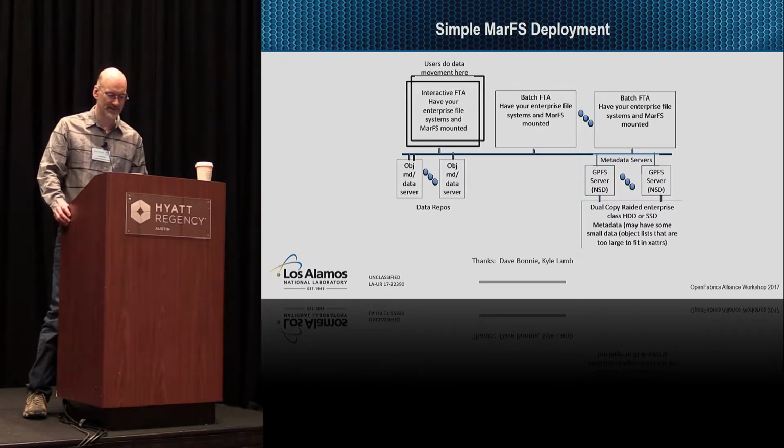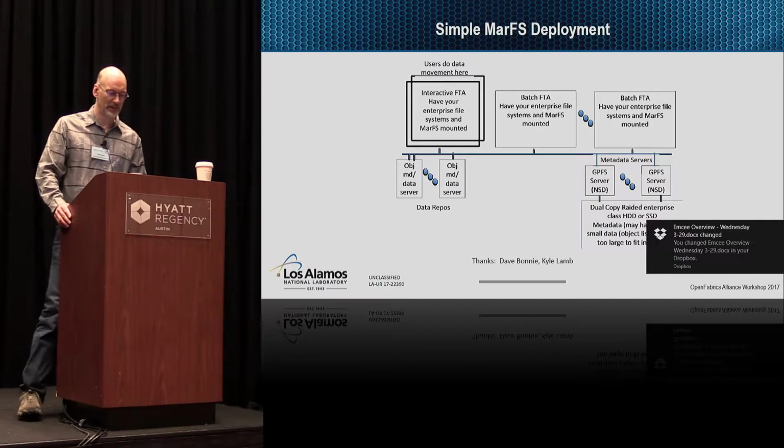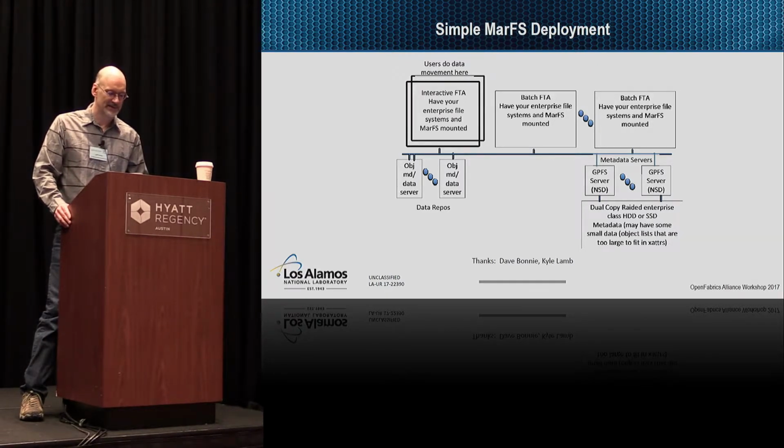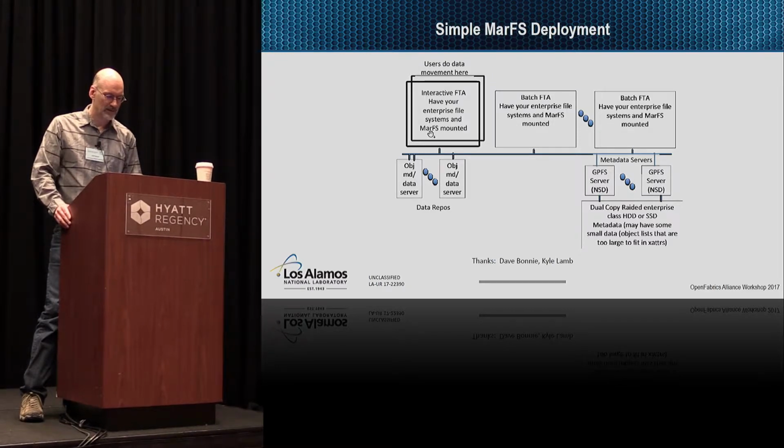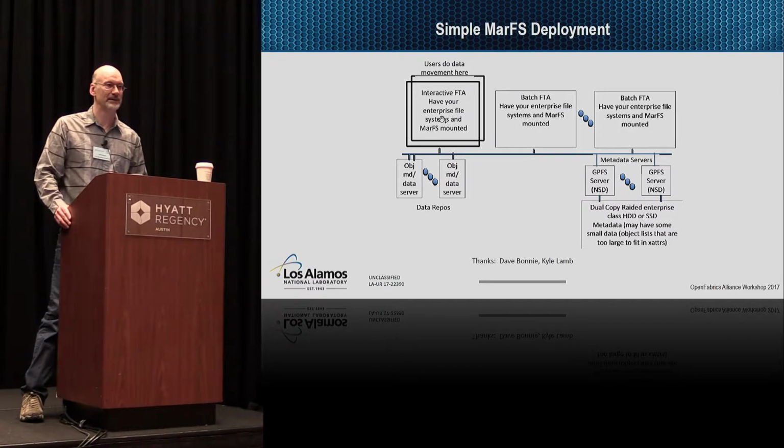Okay, and so here's a picture of the way this thing would be deployed. We have some interactive servers, FTAs, file transfer agents. So people would, oh look, I have a mouse. People would log into the FTAs there, and they could do their metadata interaction, their curation, that is through the interactive agents.